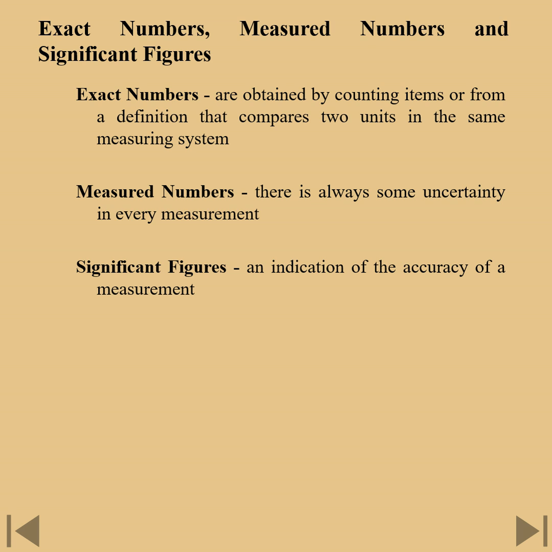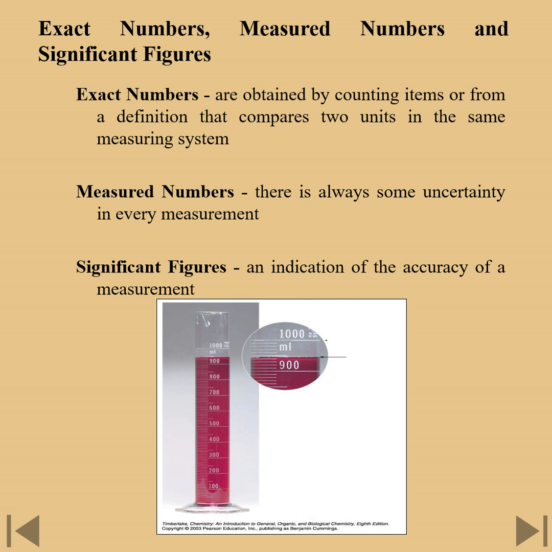So when it comes to an exact number, we have an infinite number of significant figures, but when we have a measured number, we may only have 2 or 3. We'll see an example as to how many is appropriate here right now.